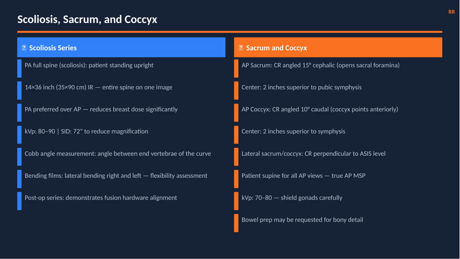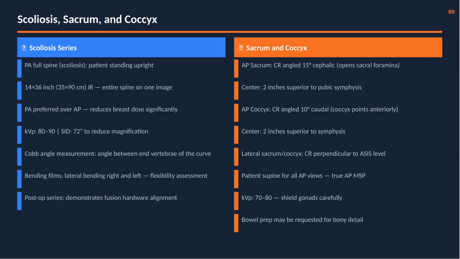AP sacrum. Patient supine. CR, 15 degrees cephalic. This opens the sacral foramina by aligning the beam parallel to the naturally anteriorly angled sacral segments. Center, 2 inches superior to the pubic symphysis. KVP, 70 to 80.